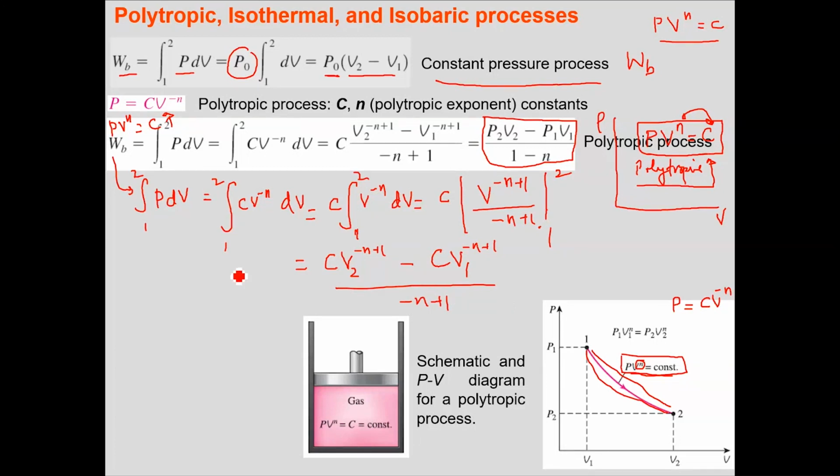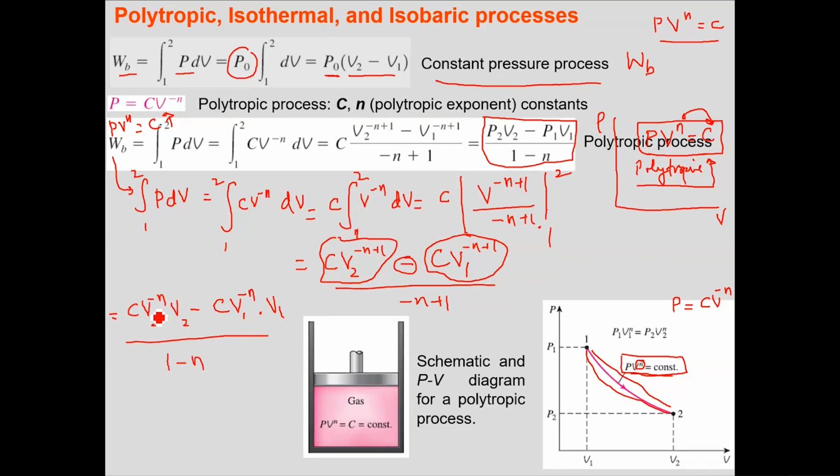All right. Now I can write this expression in this form: C V2 to the power minus n multiplied by V2, minus C V1 to the power minus n multiplied by V1, whole over 1 minus n. This is the same thing. Is it clear? Yes, sir.